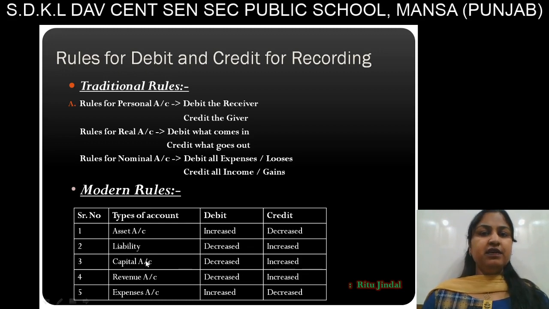If capital increases, the account of capital will be credited, and if capital decreases, then the account of capital will be debited. Revenue. With decrease, the revenue account should be debited, and by increase, the revenue account should be credited. Expenses. Expenses increased, debit. Decrease in expenses will be credited. Modern rules are just like the extract of the traditional rules. Same thing. So now let's take the examples for discussing these rules.